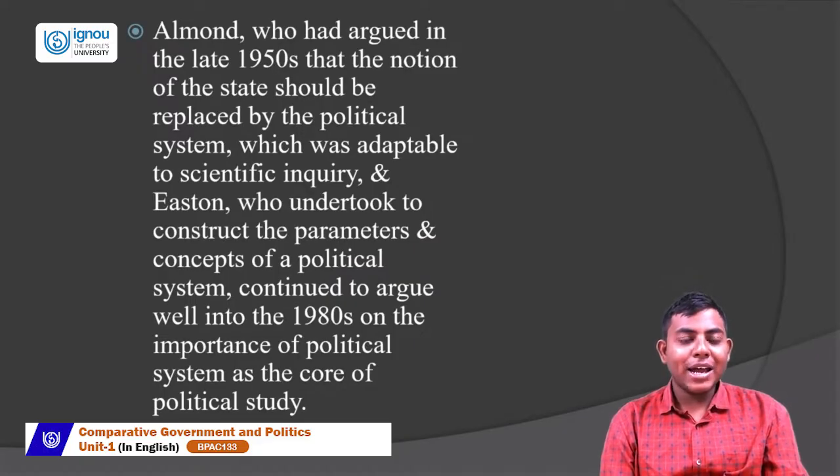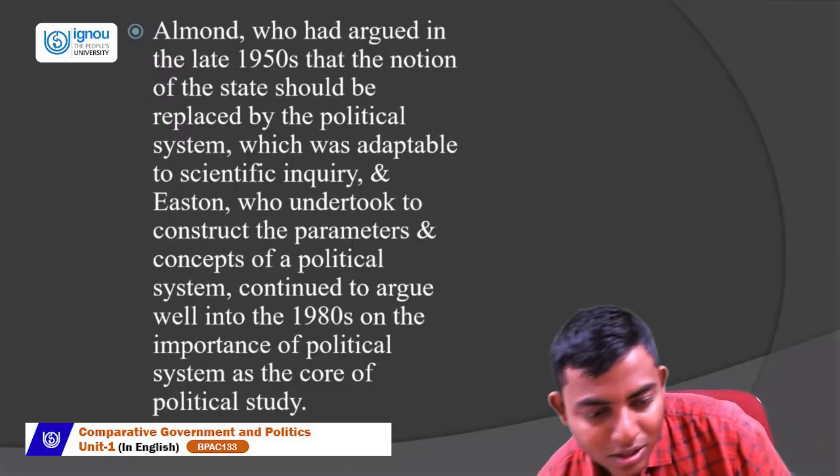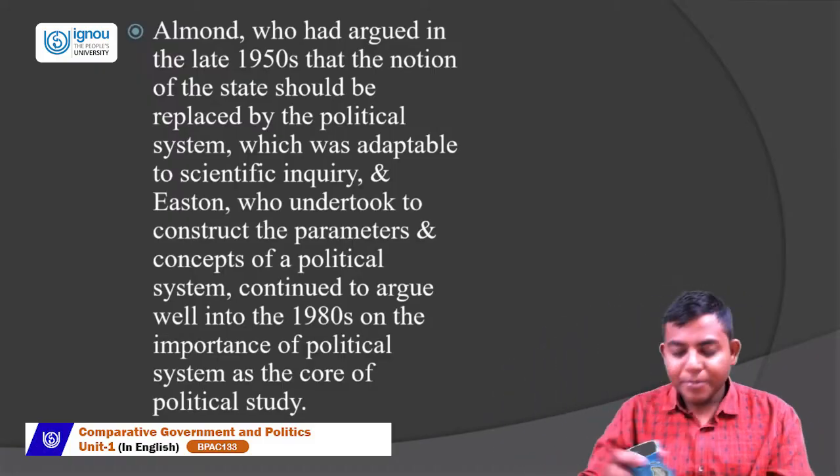Gabriel Almond, who had argued in the late 1950s that the notion of the state should be replaced by the political system, which was adaptable to scientific inquiry, and David Easton, who undertook to construct the parameters and concepts of a political system, continued to argue well into the 1980s on the importance of political system as the core of political study.